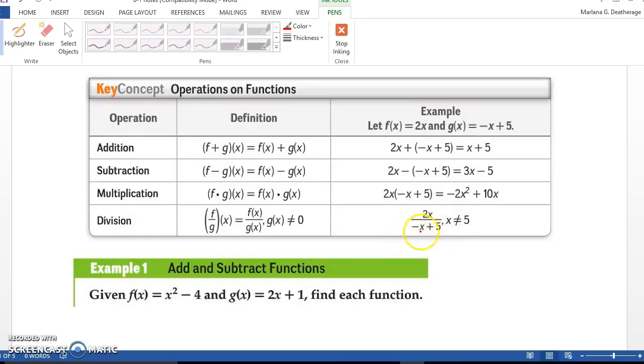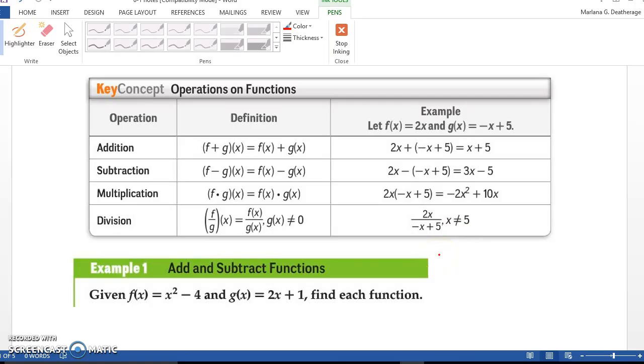Because if x were 5, that would be negative 5 plus 5, which would be 0. And denominator cannot be 0. If denominator is 0, that makes it undefined. So you have to state that in the domain, x cannot be 5. Okay? That's called a restriction on the domain. All right, so let's start.